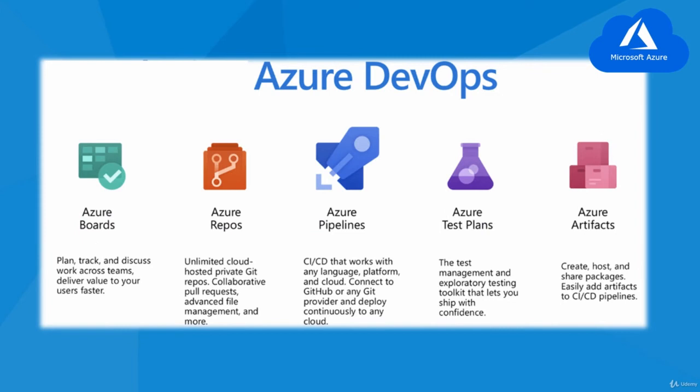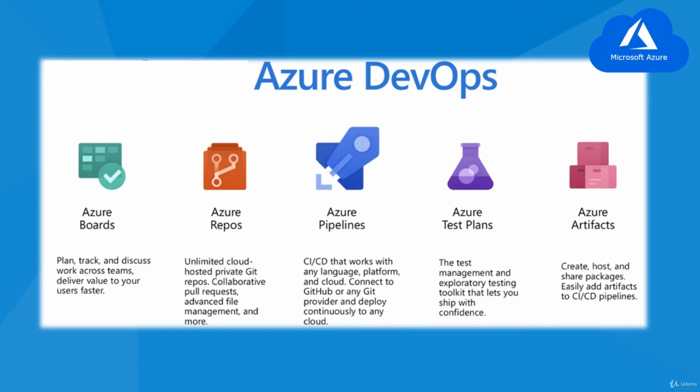Azure DevOps on the cloud generally offers 5 sets of tools. First is Azure Boards, then Azure Repos, Azure Pipelines, Azure Test Plans, and Azure Artifacts. We can integrate these 5 services to build our DevOps models on the cloud for any organization.